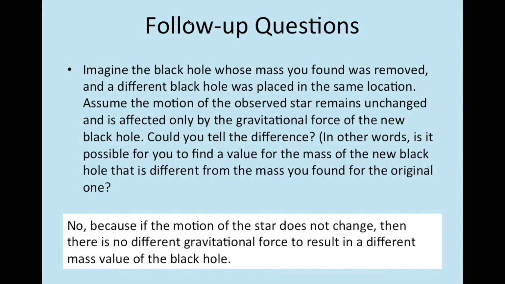For the second follow-up question, if a different black hole replaced the one in this problem, but the motion of the star remained the same, there would be no way to find an alternative value for the mass of the new black hole, because the motion of the star remains unchanged, and thus there would be no different gravitational force to yield a different mass of the black hole.